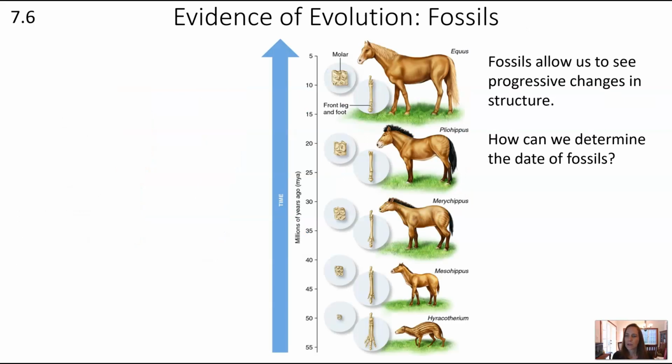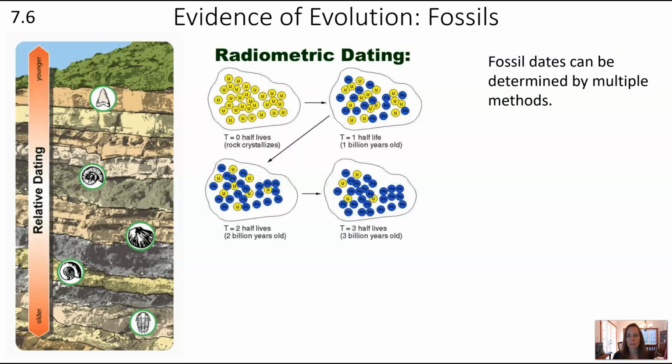Fossils are something that allows us to see those progressive changes, especially when we're talking about bone structure or exoskeleton structure. How can we determine the date of fossils? Fossil dates can be determined by multiple methods.